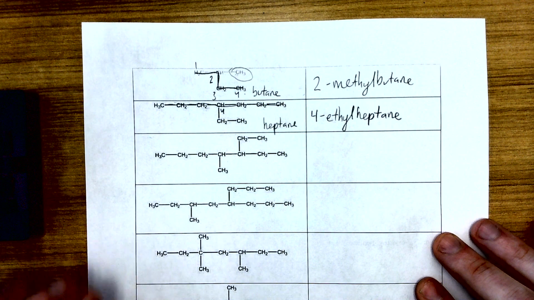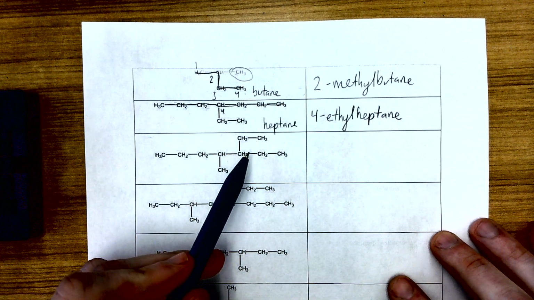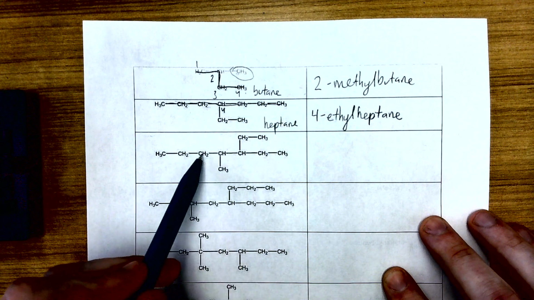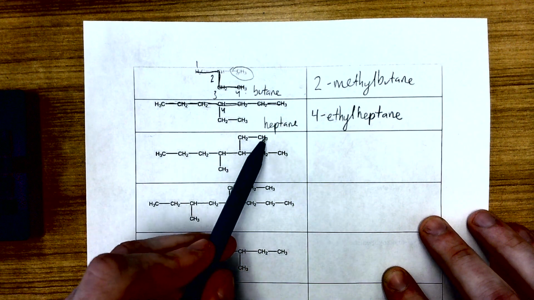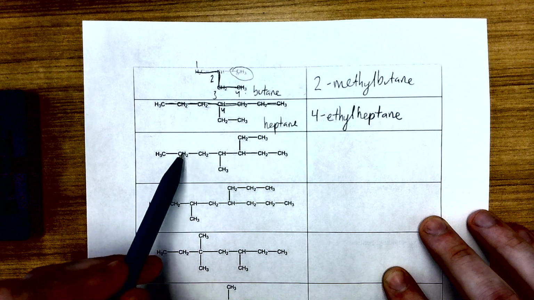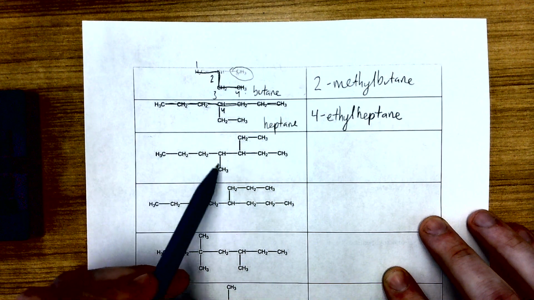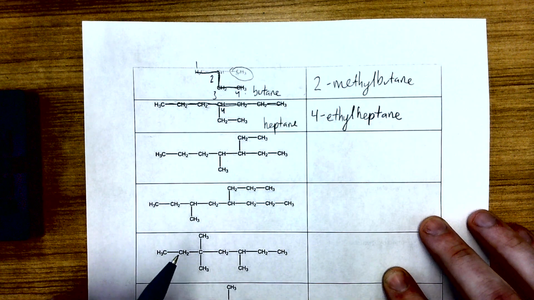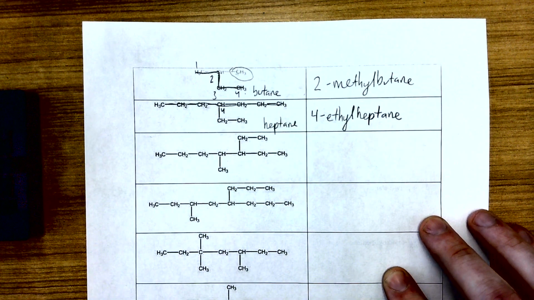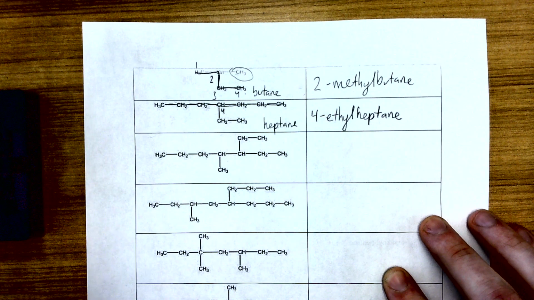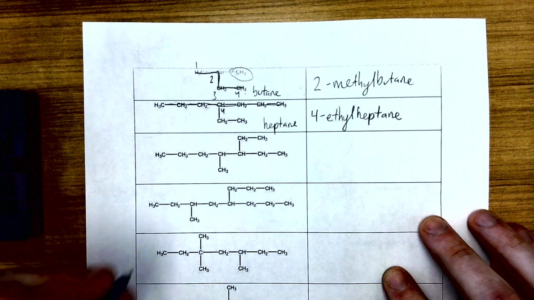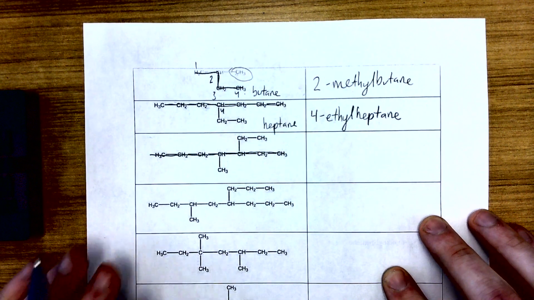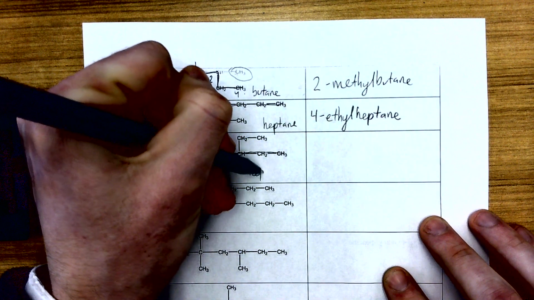Let's do a few more. With this one, again, let's try to find the longest chain. 1, 2, 3, 4, 5, 6, 7. 1, 2, 3, 4, 5, 6, 7. 1, 2, 3, 4, 5. The longest chain looks like it's going to be 7. And since there are 2 of them with 7, we have options. We can choose whichever one we'd like. Let's just choose the straight one. So again, this will be a heptane.